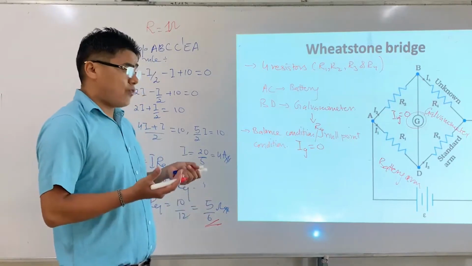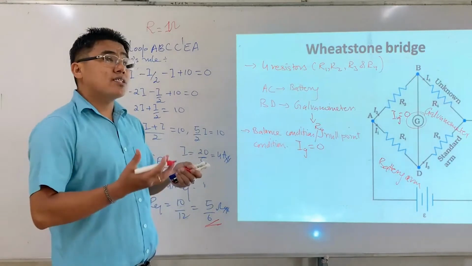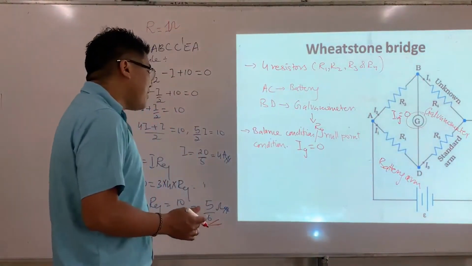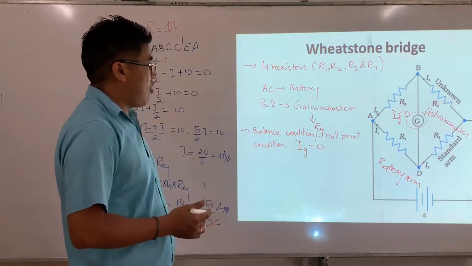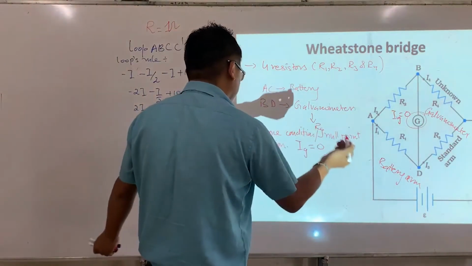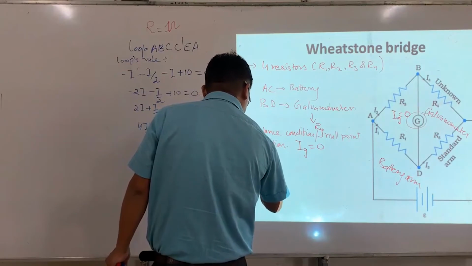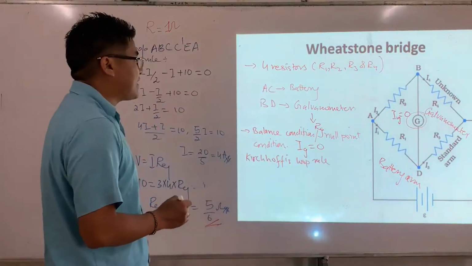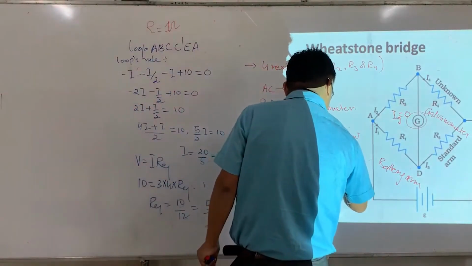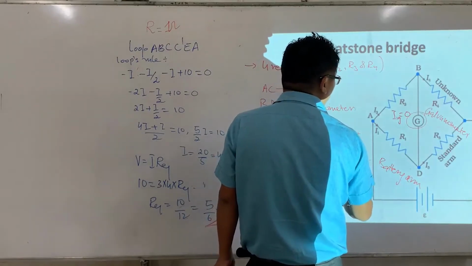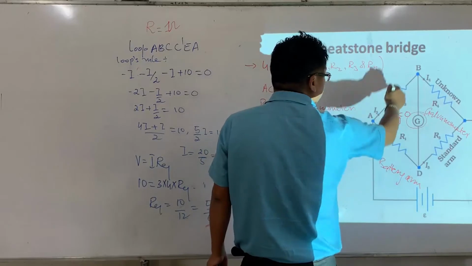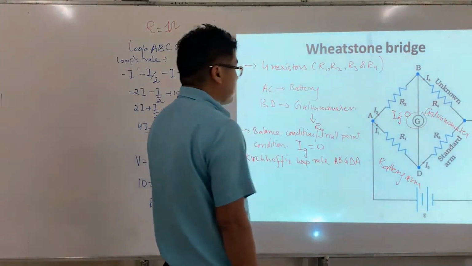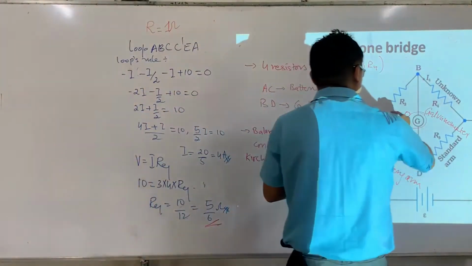So we are going to prove here that Ig is equal to 0. Why? Because the current is equally distributed, so no current enters through this. So under a balance condition, Ig is 0. I am going to take this network and use Kirchhoff's loop rules. The first loop I'm going to take is A, B, G, and then back to A. I take this loop like this.